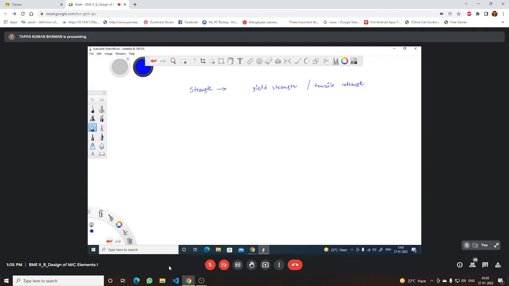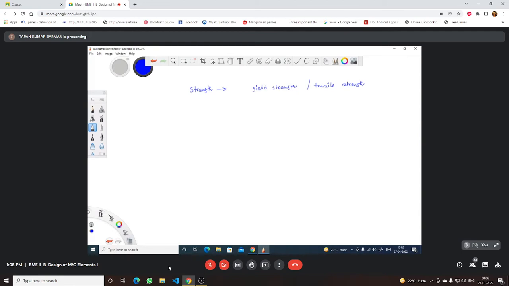So when a load is applied to the component or to a member, some stresses will be developed in the member, in the component. So we have to check whether that developed stress is less than or equal to the yield stress for ductile material or ultimate tensile stress for the brittle material. Now, depending on the loadings, the strength to be considered in the design are different.